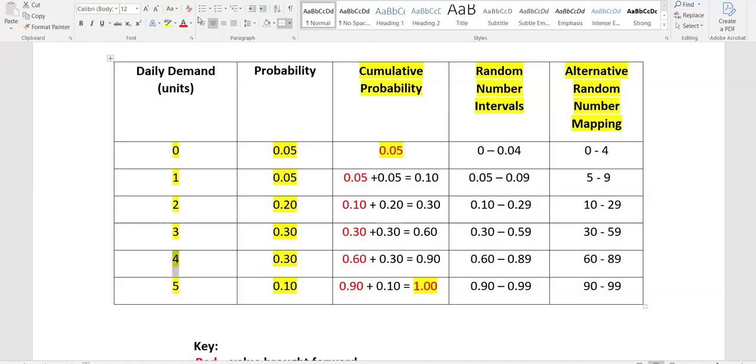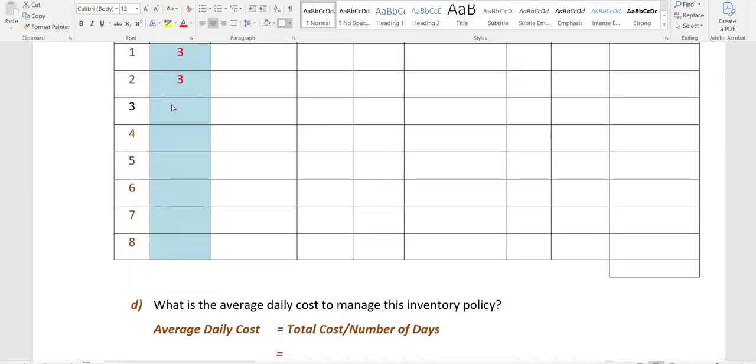You getting it, guys? Yes, sir. Then you fill in the 4 right here at day 3.